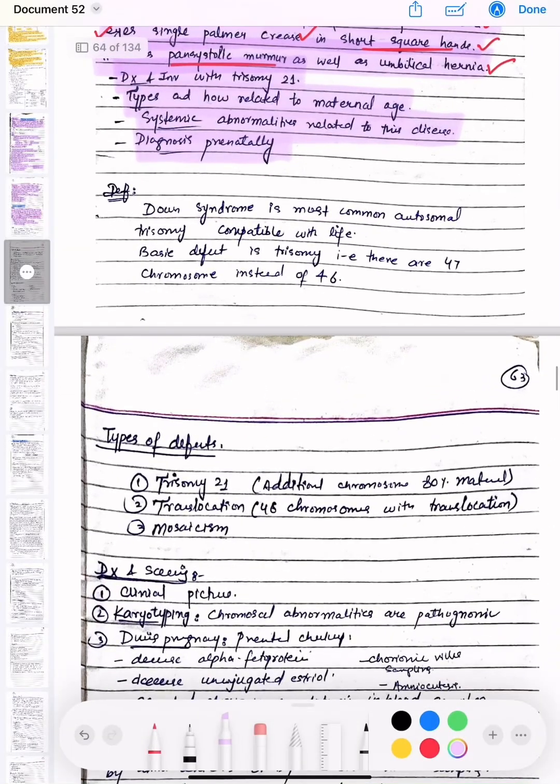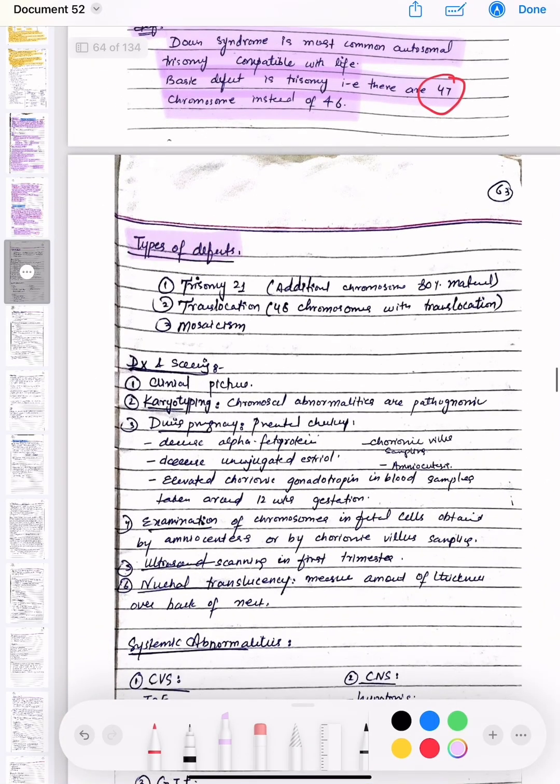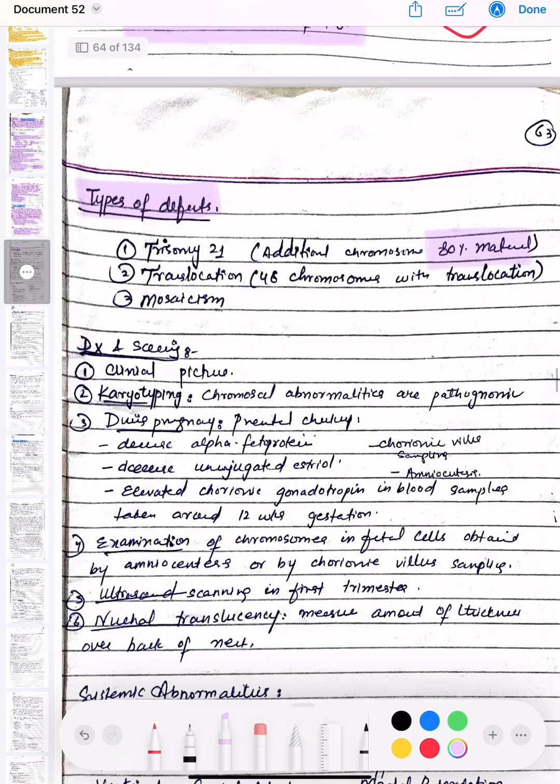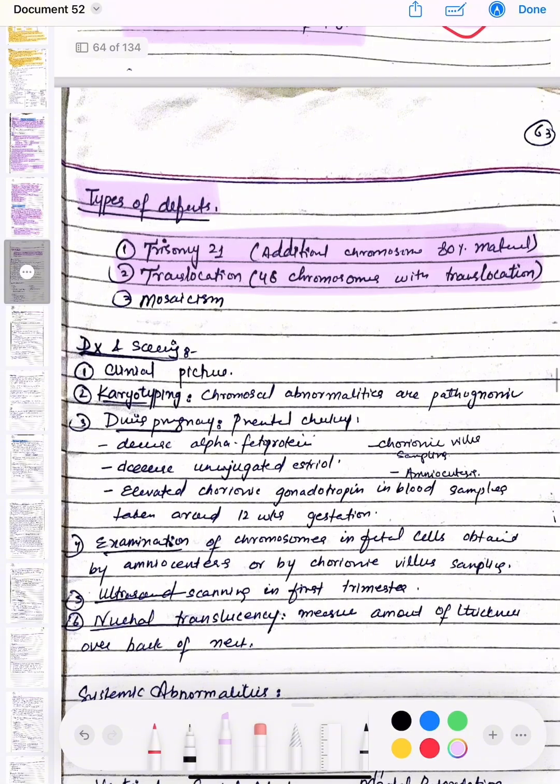The definition of Down syndrome is that it is the most common autosomal trisomy compatible with life, and the basic defect is trisomy, that is, there are 47 chromosomes instead of 46. There is one extra chromosome in Down syndrome. Now the types of defects are trisomy 21, that is an additional chromosome, 80% maternal, then translocation, which is 46 chromosomes with translocation, and mosaicism. These are the types of defects in Down syndrome: trisomy 21 with an additional chromosome, translocation with 46 chromosomes, and mosaicism.